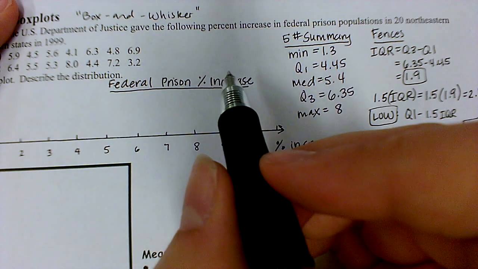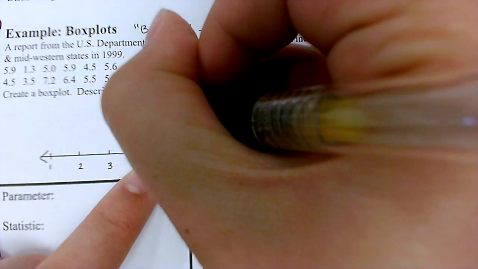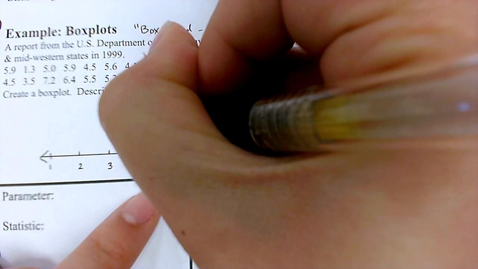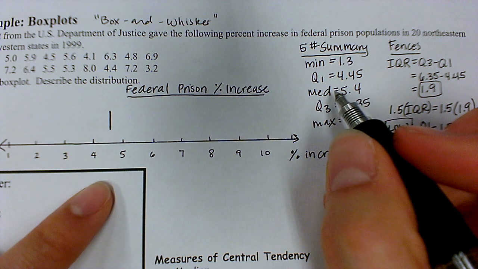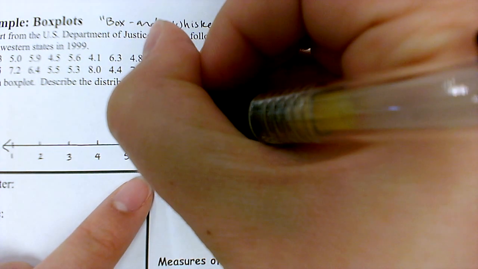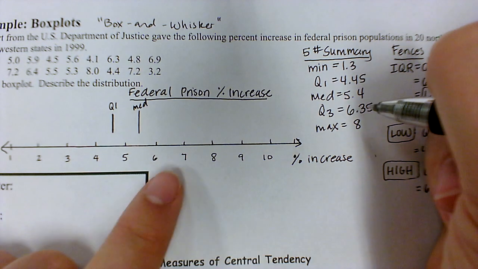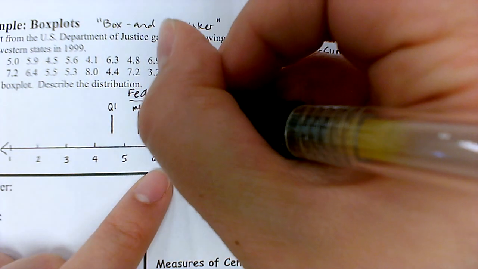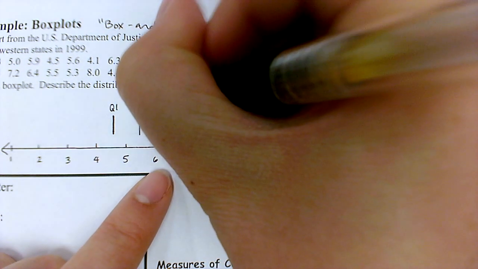So the first thing I want to do is find the Q1 value, which is 4.45. I'm going to go to 4.45, which is approximately between 4 and 5, and I'm just going to put a line like this. Now I'm going to do a line for the median. So this is Q1. My median is going to be at 5.4. And I'm going to label that median. Q3 is going to be at 6.35. Okay, and that's my Q3 value.